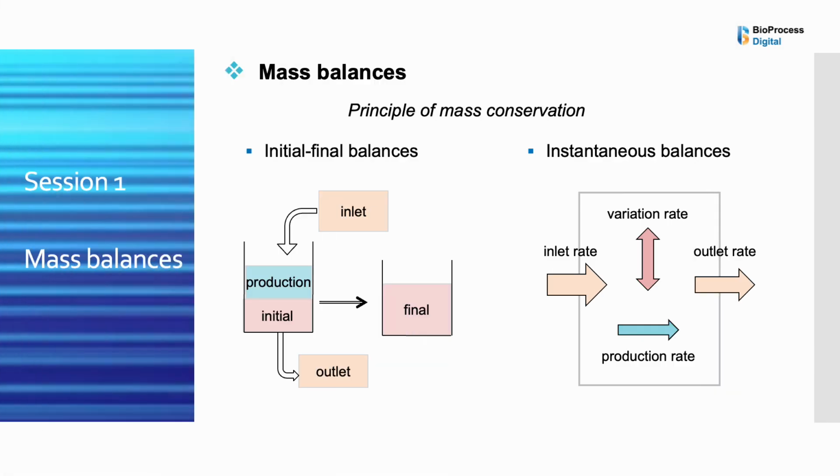In bioprocess modeling, mass balance equations are among the most widely used tools for expressing the fundamental principle of mass conservation. In Session 1, you will learn the 2 main types of mass balances: initial final mass balance and instantaneous mass balance. How to write mass balances for both total mass and individual components. When and how to apply each type of mass balance, depending on the modeling objective.